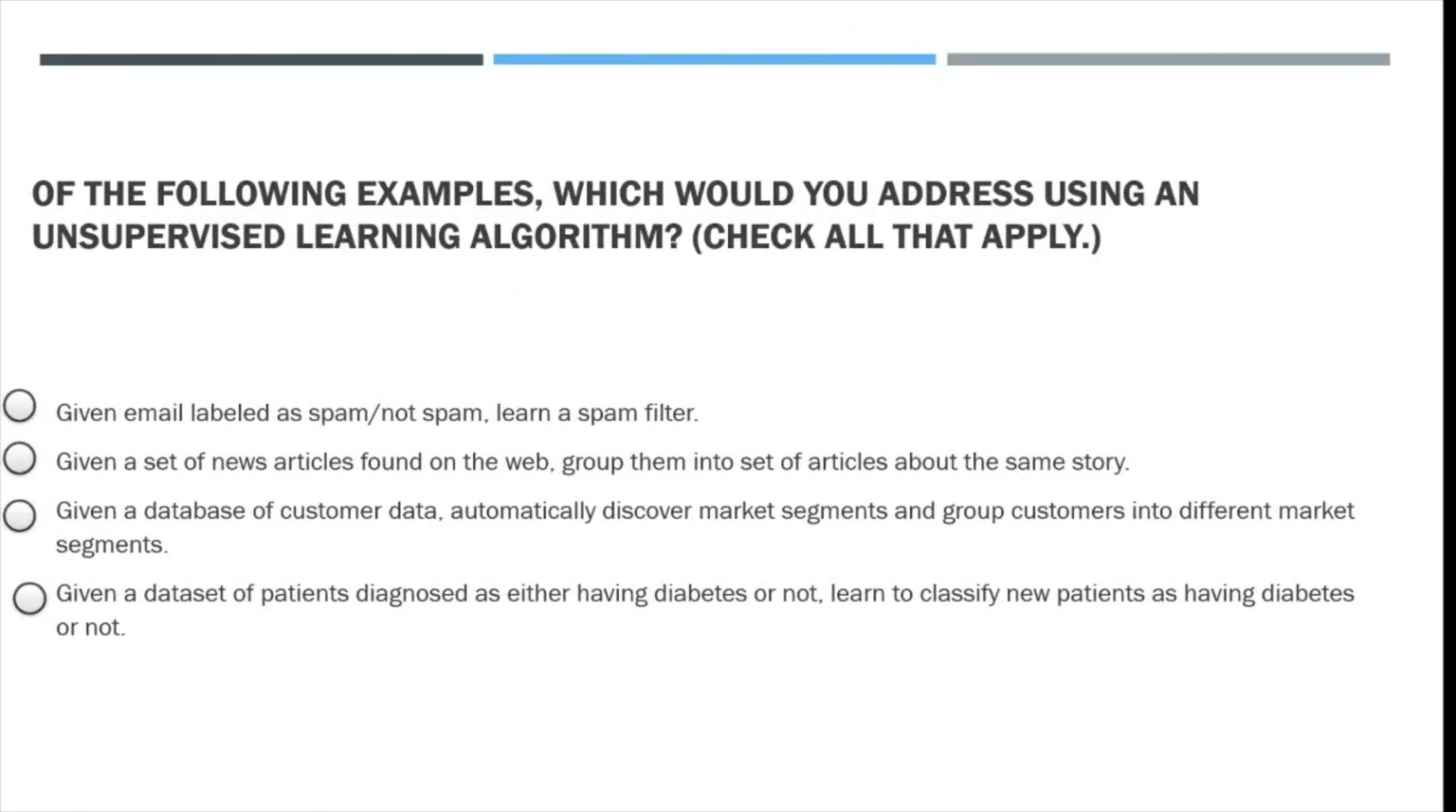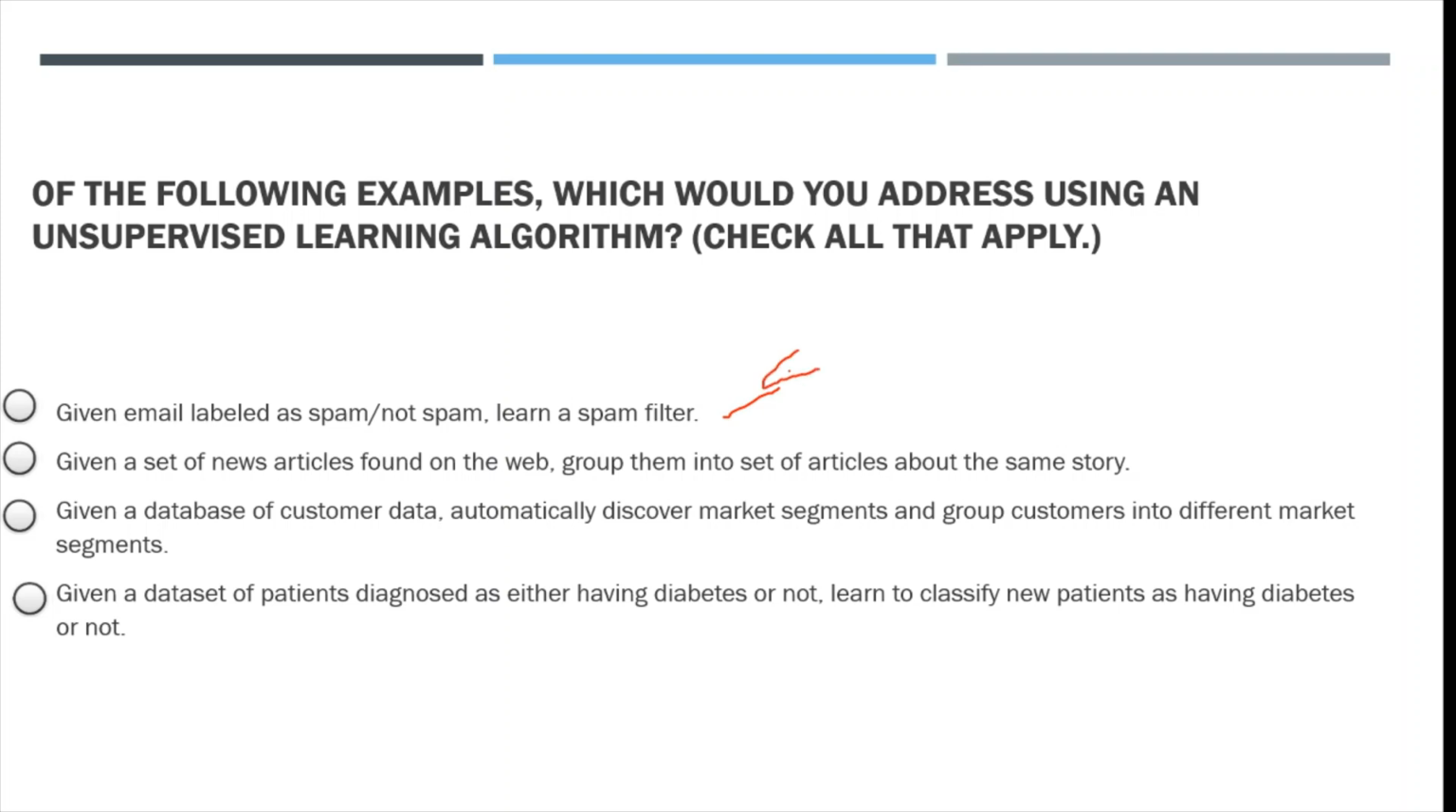Okay guys, if you remember, in the first lecture of this video series I gave you one question to solve on your own. The question is: of the following examples, which would you address using an unsupervised learning algorithm? The first one is: given emails labeled as spam or not spam, learn a spam filter. This is a classification problem of supervised learning.